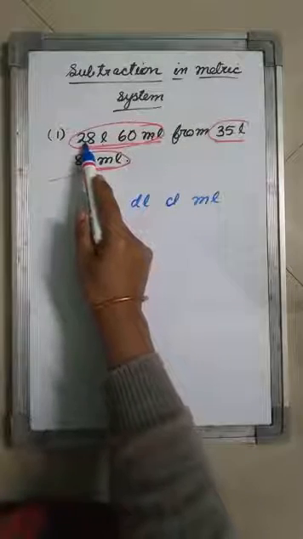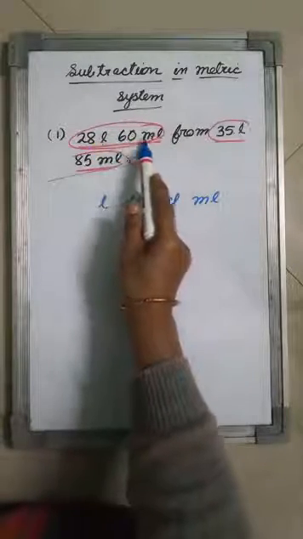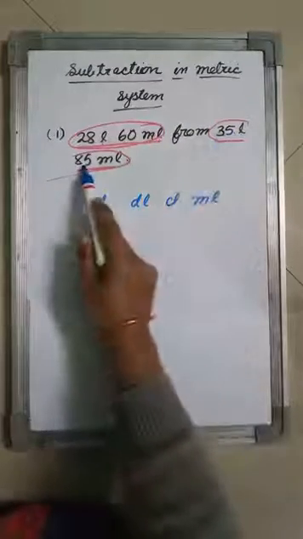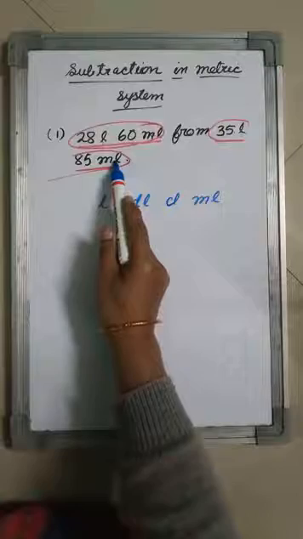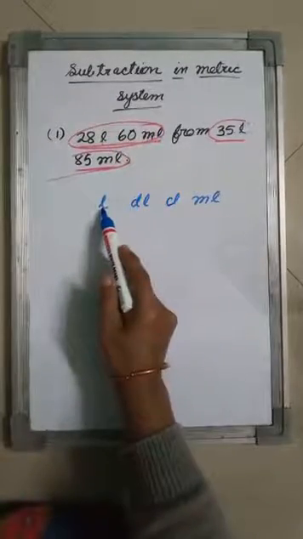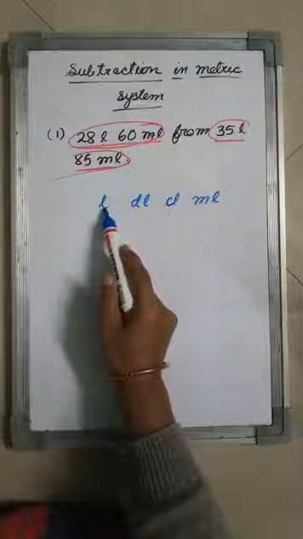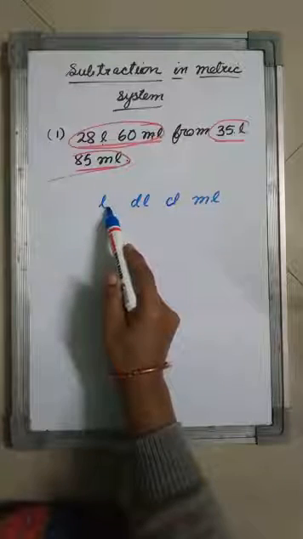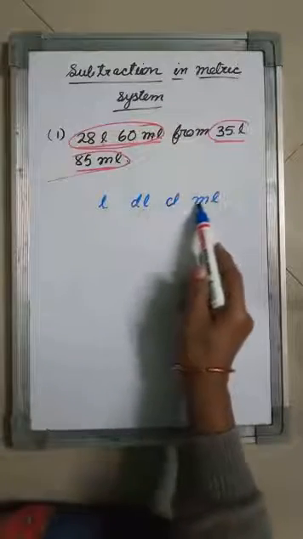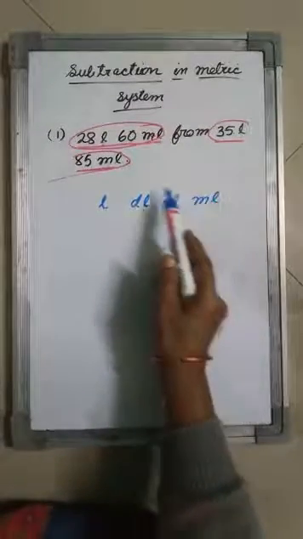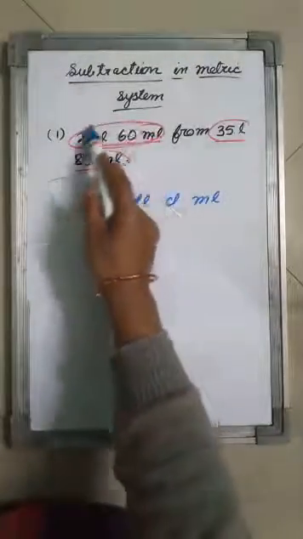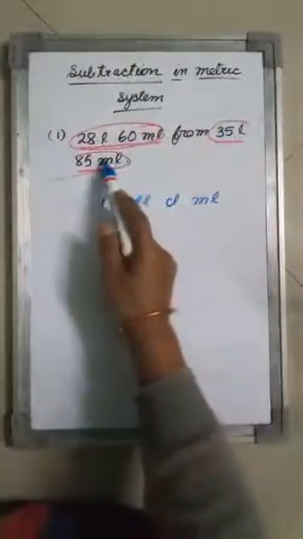We have to subtract 28 liter 60 milliliter from 35 liter 85 milliliter. So our scale is liter to milliliter. So I have written the units from liter to milliliter: liter, deciliter, centiliter and milliliter. Before subtraction, what do I have to do? I have to express the whole quantity in liter.